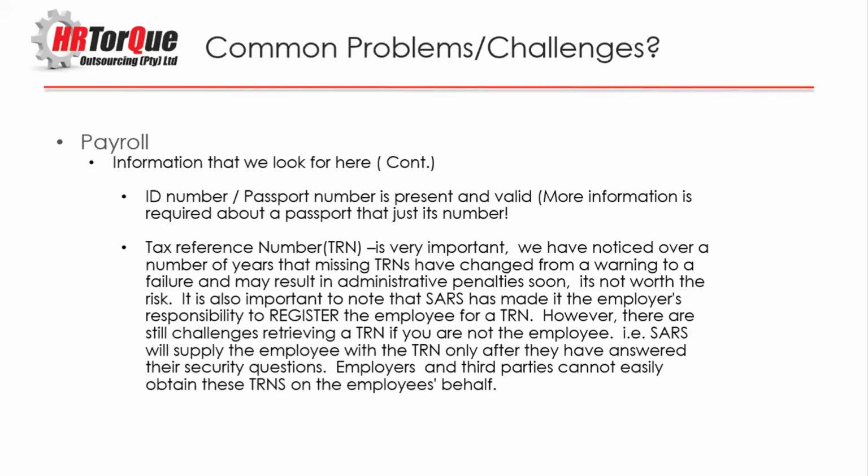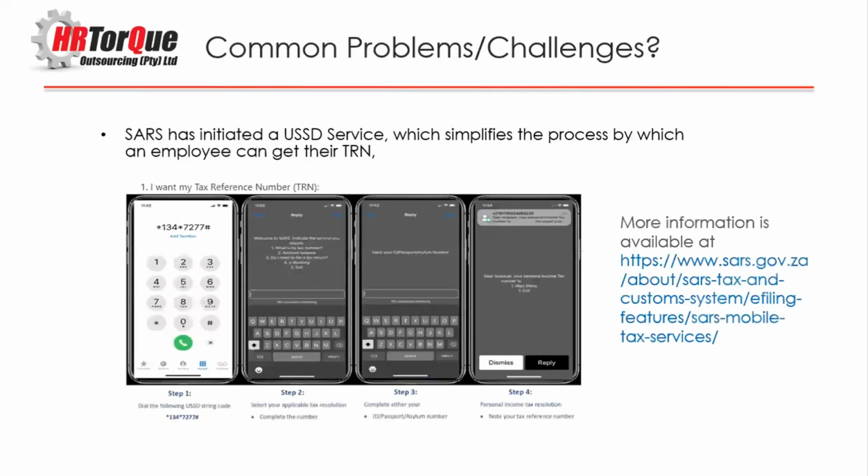However, they haven't necessarily given us the nicest tools to be able to obtain them. So if you can't get your employee to get your TRN, there are some hoops and things that we have to jump through to try and get them. Generally, the employers and third parties cannot easily get these numbers. However, SARS has recently initiated a USSD service.